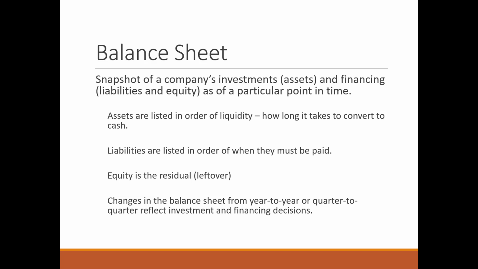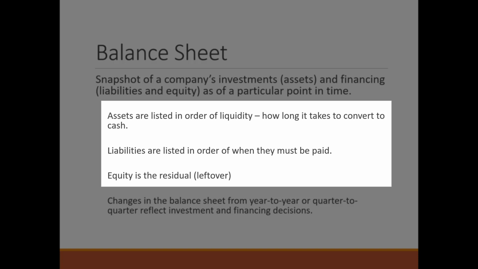A few different important notes about how the balance sheet is organized. Assets are listed in order of liquidity. That is to say how long it's going to take to convert those items into cash. So cash will be the very highest thing on the balance sheet in the asset section. It's a current asset. It's going to turn into cash within a year. And it's already cash, so it's the most liquid of the assets. And then they'll go down in order of liquidity.